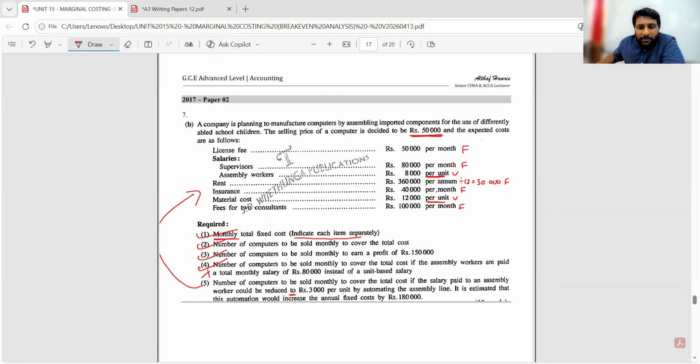But people, some students get this wrong. What is this? It is annual. So write here divided by 12, 15,000. Divided by 12, 15,000. Because we are doing it for a month.